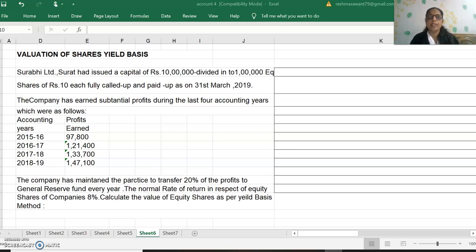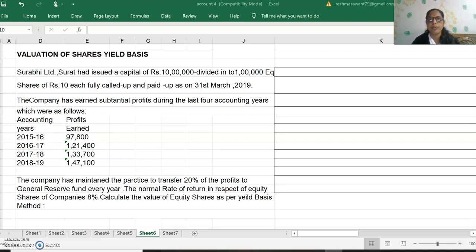Okay, students, now we discuss the second question, or question number 2, from your chapter valuation of shares of corporate accounting. In valuation of shares, there are three methods. The first method, in the previous lecture, we discussed the intrinsic value method. Now we discuss the yield basis method.